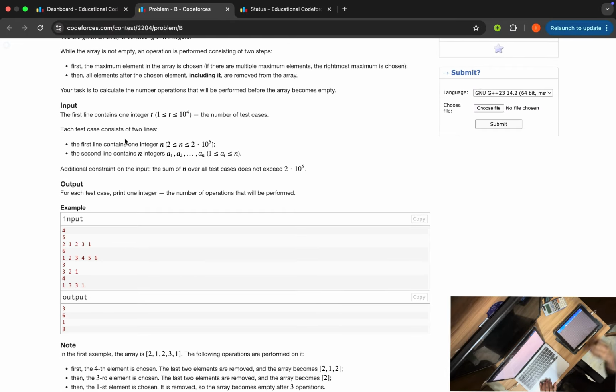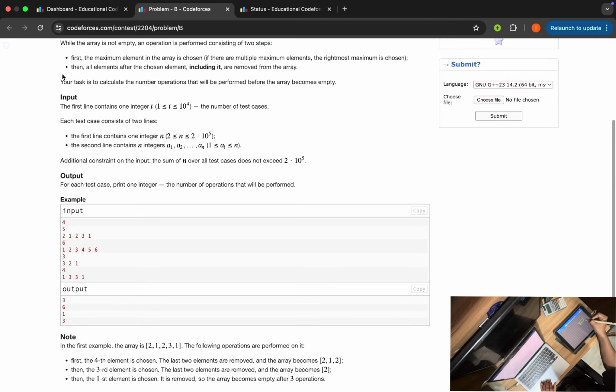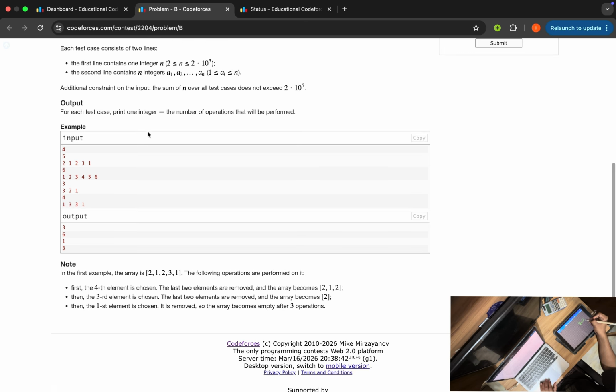So I'm choosing the rightmost max and removing everything from it onward. Got the point. So 2 1 2 3 1. If I sort it, 1 1 2 2 3. I'll choose 3. That's gone. Then I'll go to 2. It will find 2. That's gone. It will try to find 2 again. That's also gone. 3 steps.